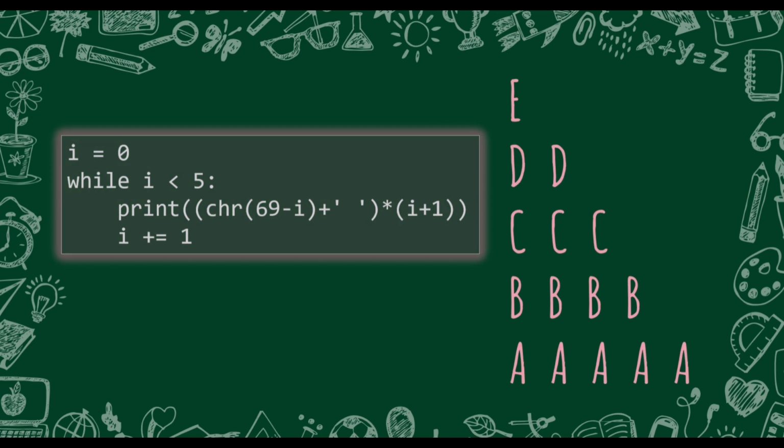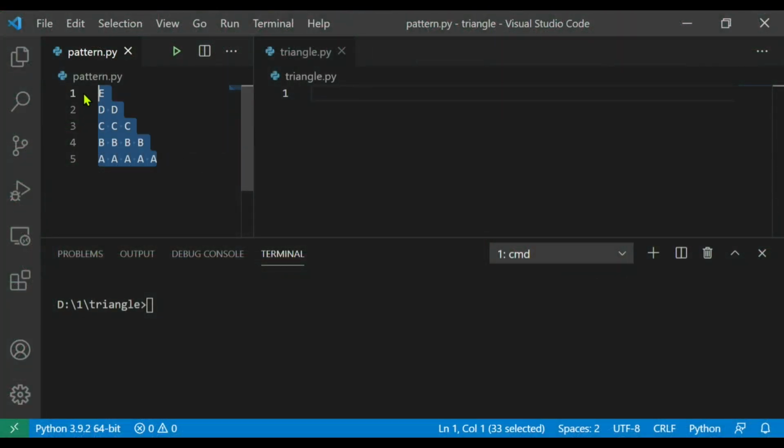How to print a right angle alphabet triangle pattern. Let's move to Visual Studio Code and execute this pattern. We can see here alphabets are aligned in left side. Along with every alphabet, a space character is appended.